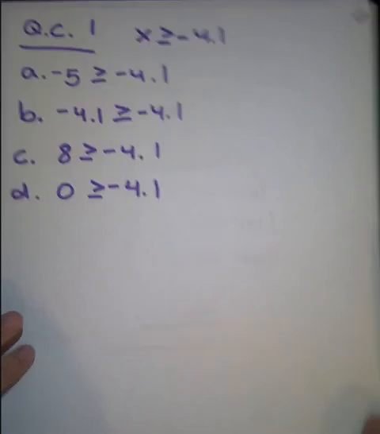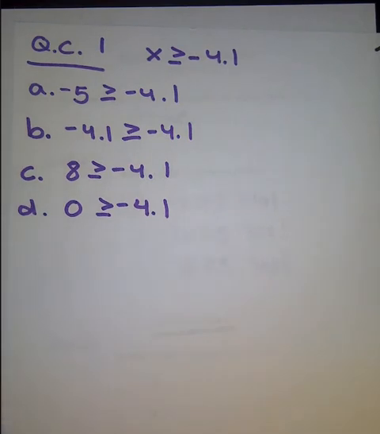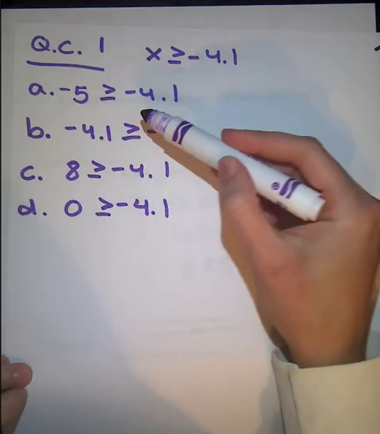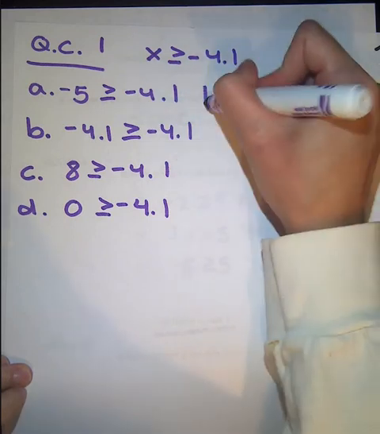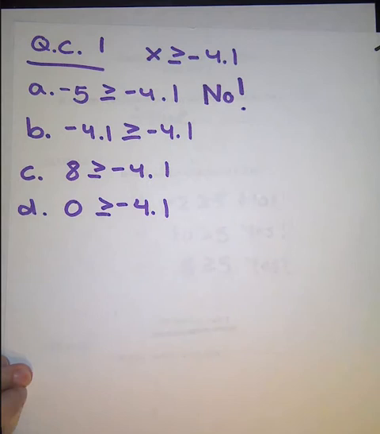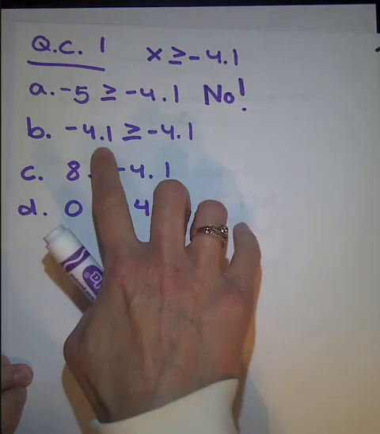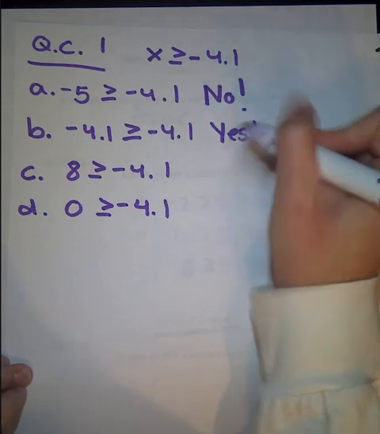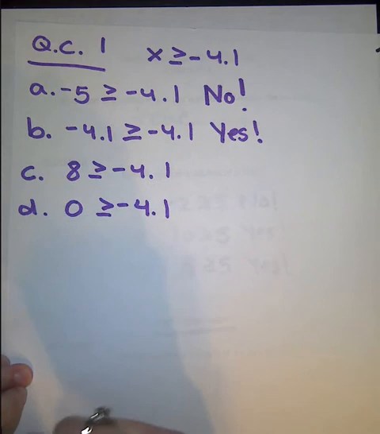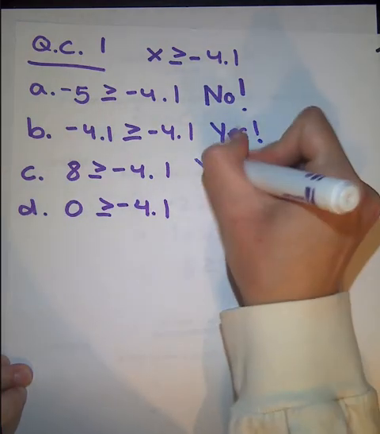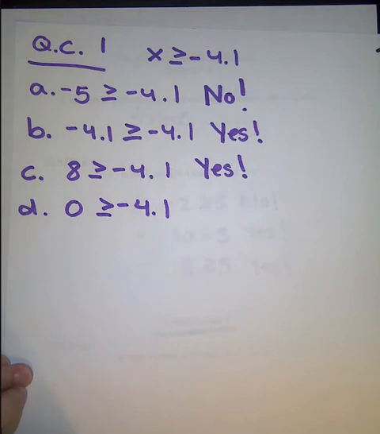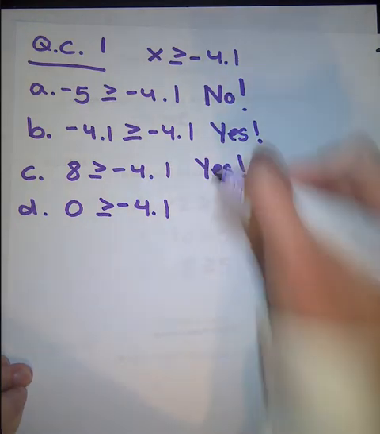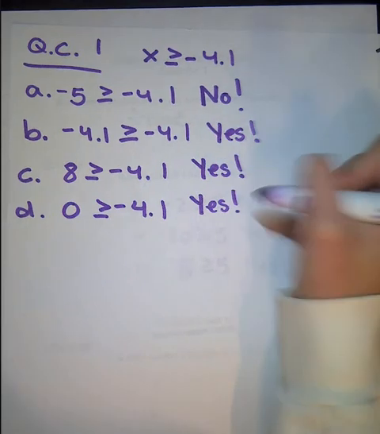Okay, welcome back. So this is what we had for quick check 1. The question was, for each of these, is x greater than or equal to -4.1? So for A, is -5 greater than or equal to -4.1? Well, that is a no, it is not. -5 is less than -4.1. How about -4.1? Is -4.1 greater than or equal to -4.1? That's yes, because it is that equal to in there. How about 8? Is 8 greater than or equal to -4.1? That is a yes. It's a positive number, greater than a negative. And how about 0? Is 0 greater than or equal to -4.1? That is another yes. So you should have had no, yes, yes, and yes.